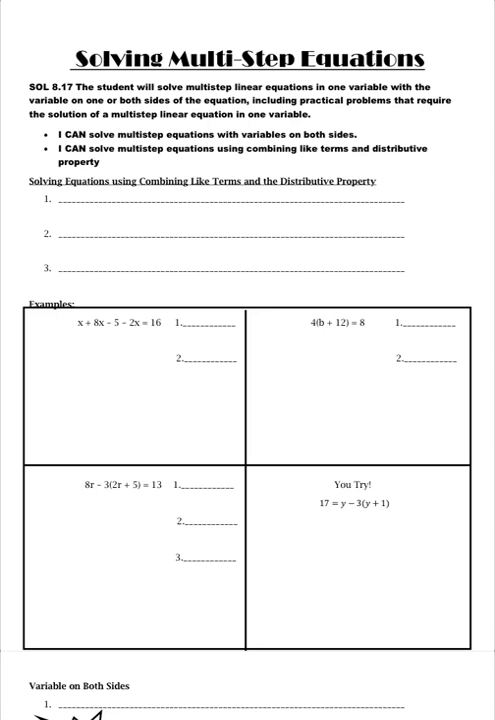So, steps for solving using combining like terms and the distributive property. Number one, you're going to distribute, and of course, that's if necessary. Then combine like terms. We're going to use CLT for short. And then solve. And when you solve, it is a two-step equation you are left with after you distribute and combine like terms.